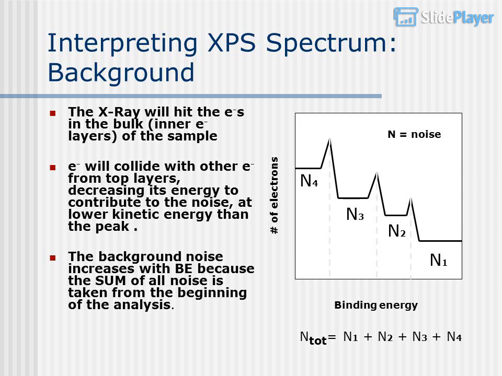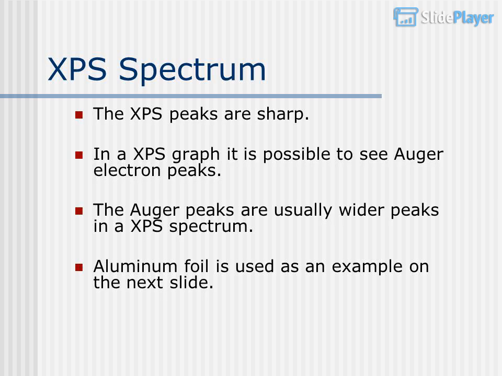Binding energy. Number of electrons. N1, N2, N3, N4. N total equals N1 plus N2 plus N3 plus N4. N equals noise. XPS spectrum. The XPS peaks are sharp. In an XPS graph it is possible to see Auger electron peaks. The Auger peaks are usually wider peaks in an XPS spectrum.